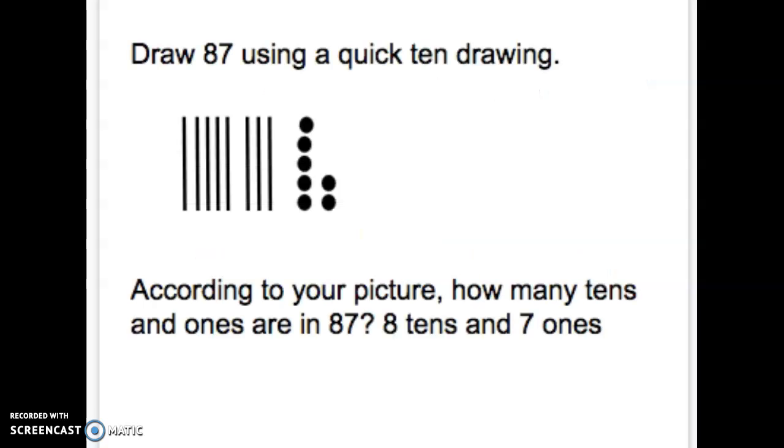Draw 87 using a quick 10 drawing. According to your picture, how many 10s and 1s are in 87? You should have 8 10s, 1, 2, 3, 4, 5, 6, 7, 8. 8 10s and then 7 1s. Notice how I have them in a 5 group.